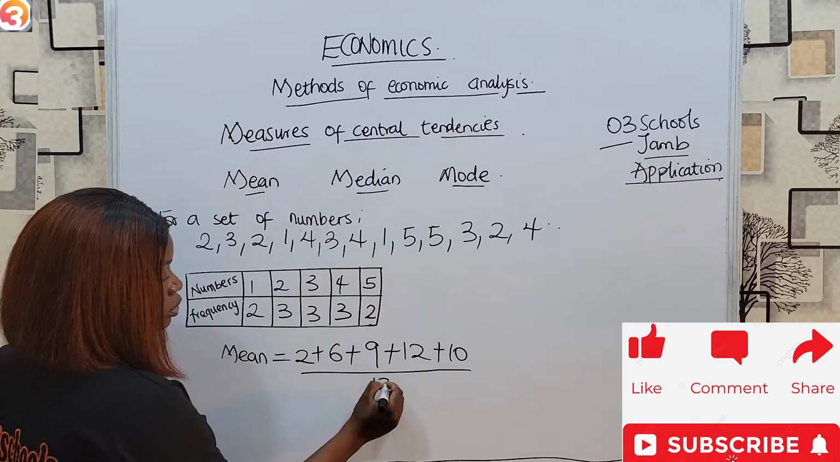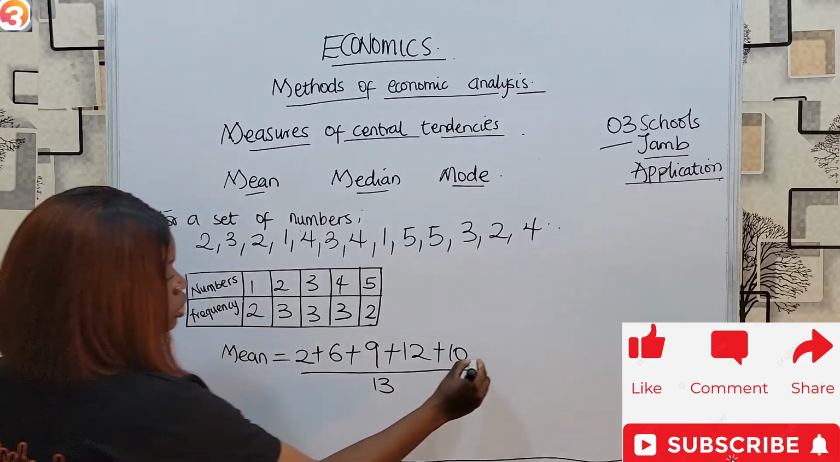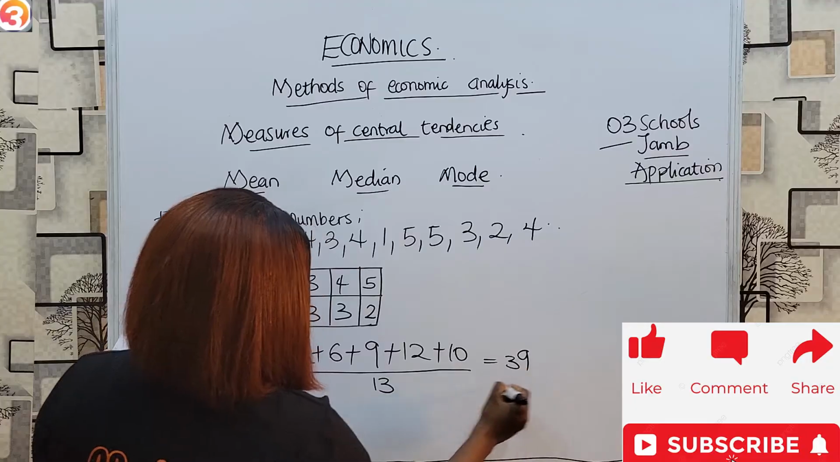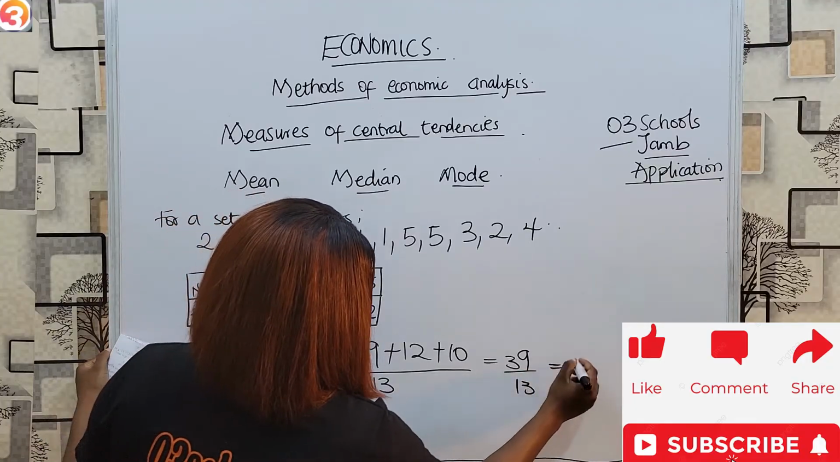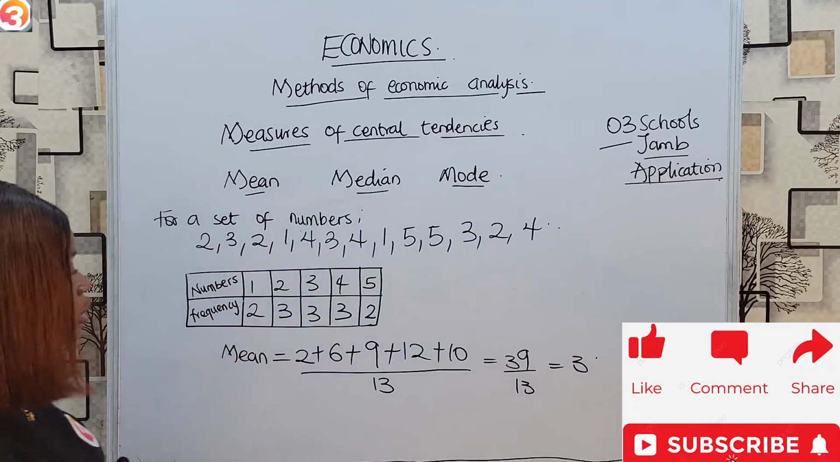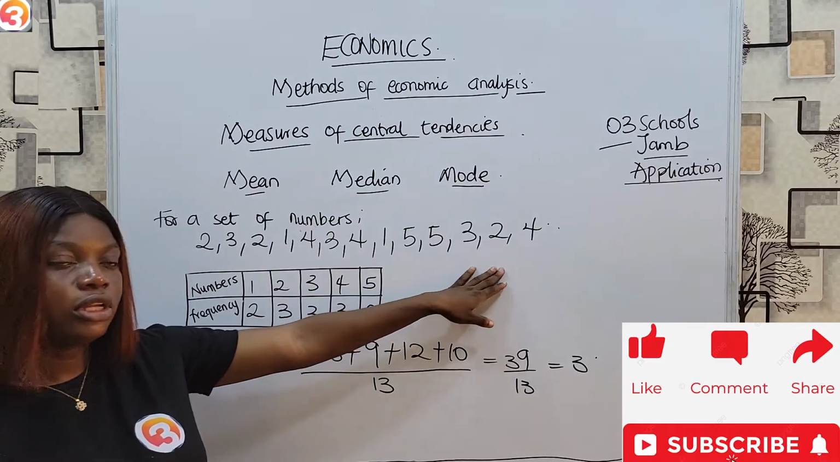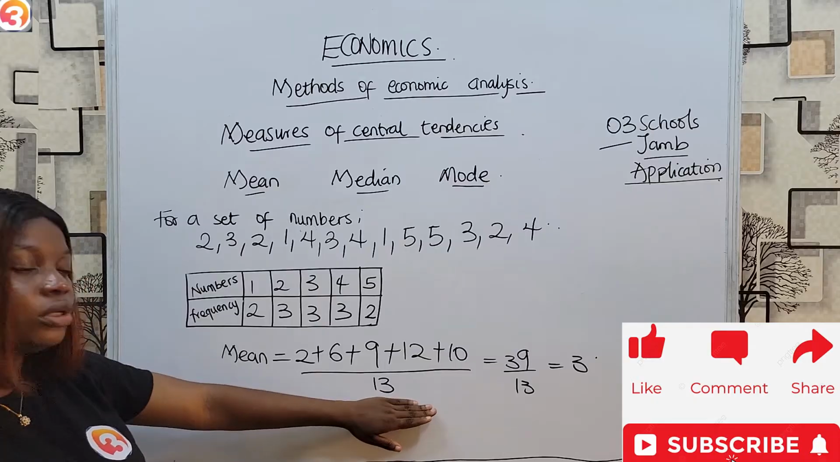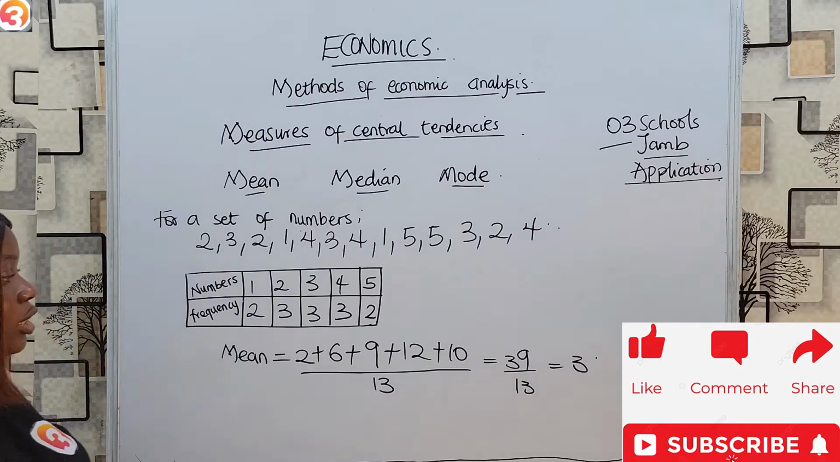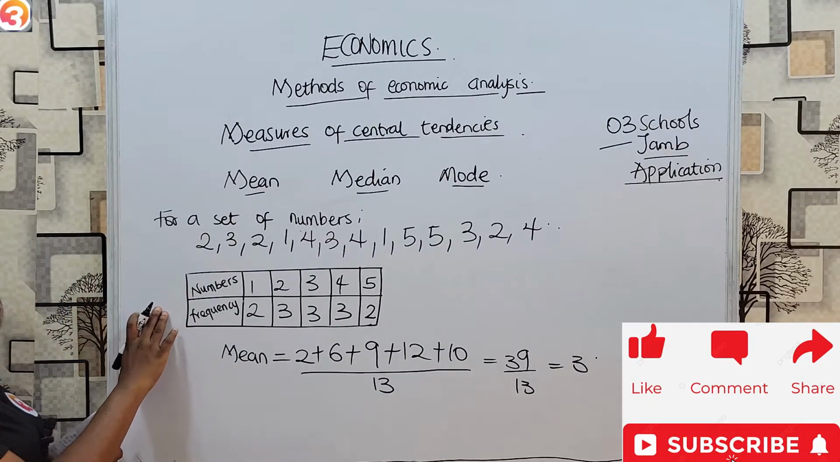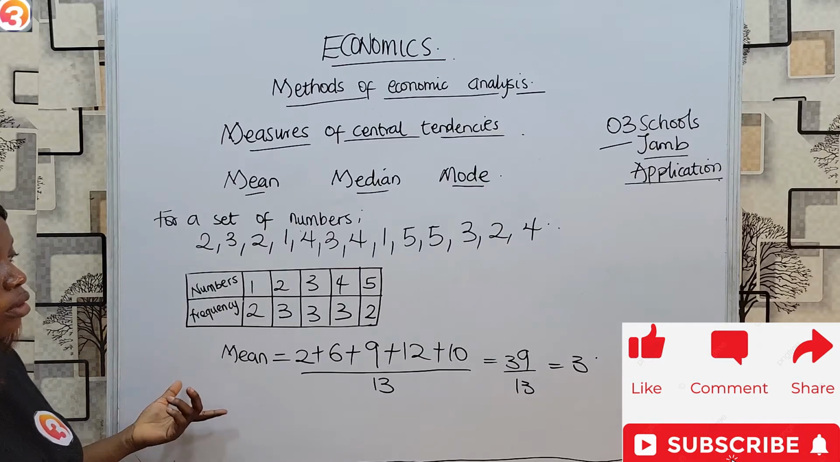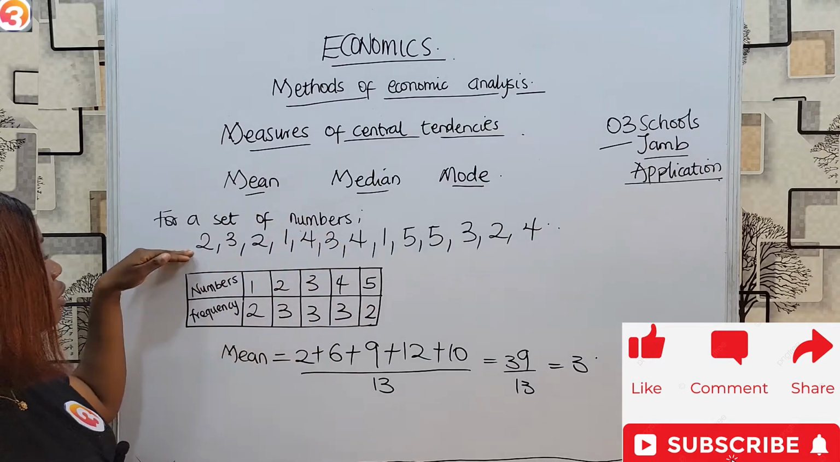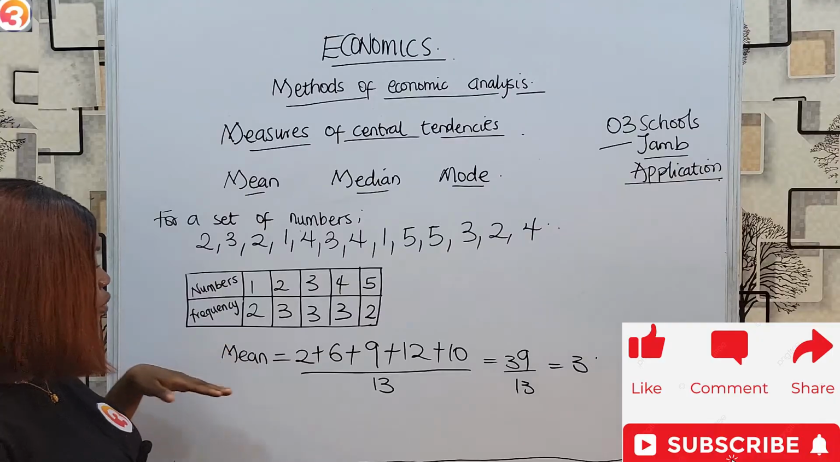Total frequency is 13. So if you add this, you are going to have 39 over 13. Mean is equal to 3. So you don't necessarily have to spell it out. Sometimes you can also do it like this. Drop your frequency table before you do the calculation of the mean. It depends on what you want. So we're going to leave the frequency table here as we move forward. We're going to leave the set of numbers and the frequency table right here.